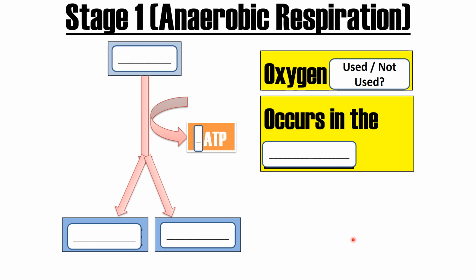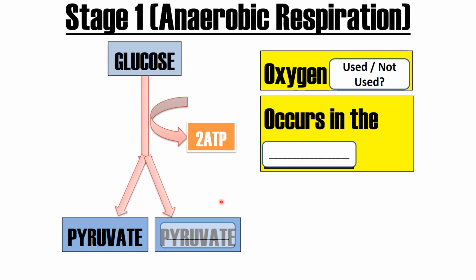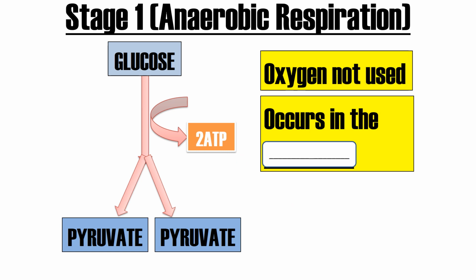Okay, let's have a go at this again. If you haven't done this for a few days, then hopefully you've remembered it. So press pause and see if you can get the answers. So first stage of respiration, you have got glucose being broken down into 2 pyruvate. This produces just 2 ATP. Oxygen is not used, and this is occurring in the cytoplasm. That's your first stage.